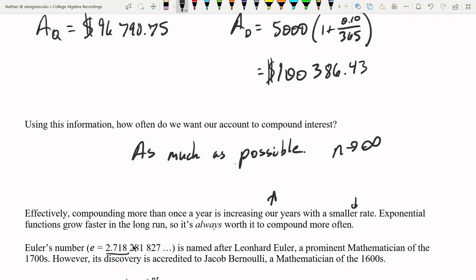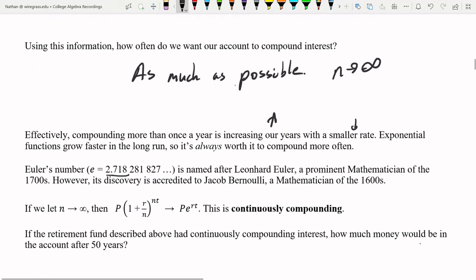just about 2.72. It's an irrational number, just like pi, and it's named after Leonhard Euler, who was a very famous mathematician in the 1700s. But the discovery is accredited to Jacob Bernoulli, also a famous mathematician in the 1600s. As we let n go to infinity in this formula that I've shown before, of course, that doesn't really make sense because we can't plug infinity in. It actually becomes this formula. And I'm not going to prove why that's the case, but it does go to this formula. And this is called continuously compounding.